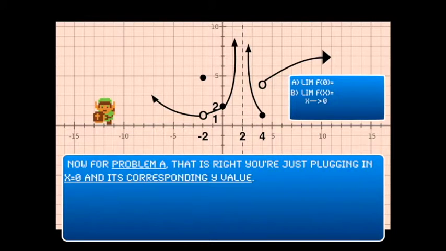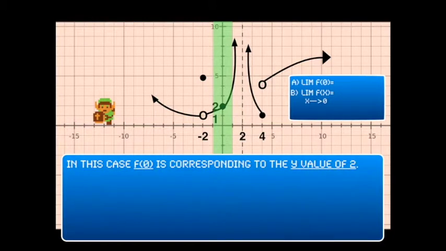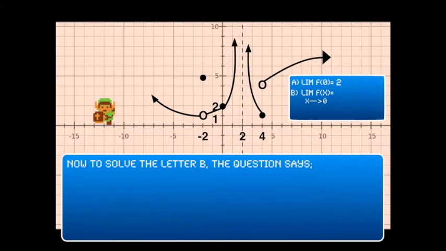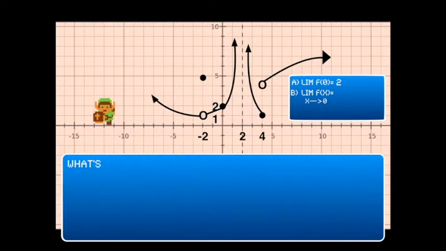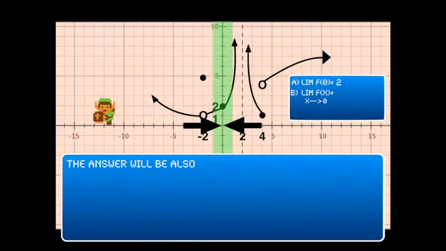Now for problem A, that is right, you are just plugging in x equals 0 and its corresponding y value. In case of f of 0, it is corresponding to y value of 2. Now to solve letter B, the question says, what is the limit as x approaches 0 of f of x? That means as x goes closer to 0, what do the y values get closer to? That will be also 2.